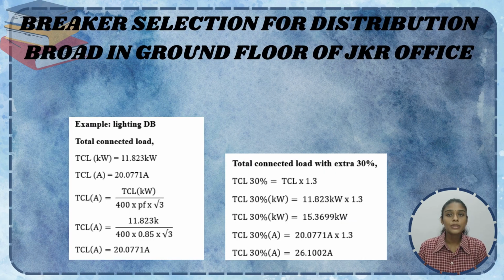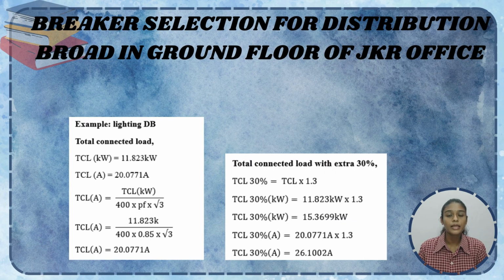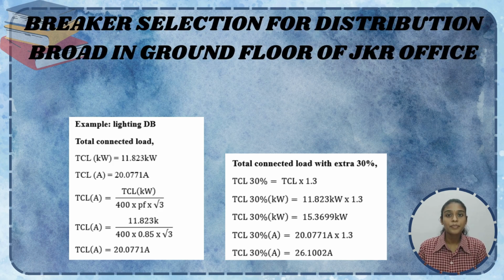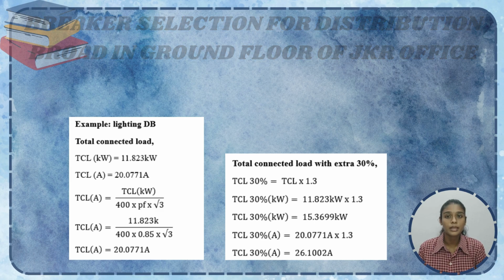As an example, the total connected load is 11.823 kilowatt, which is 20.0071 in ampere. The total connected load in ampere is calculated by using the formula TCL in kilowatt divided by 400, which is the 3-phase voltage, times the power factor, which is 0.85, times square root of 3. The total connected load with extra 30% is 15.3699 kilowatt, which is 26.1002 in ampere. These values are calculated by using the formula TCL times 1.3.